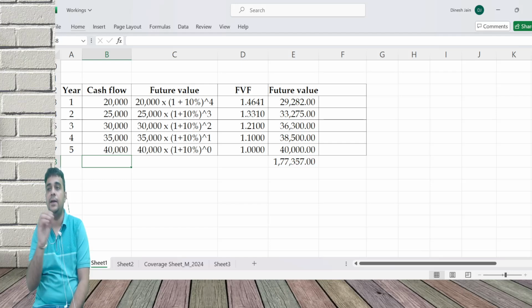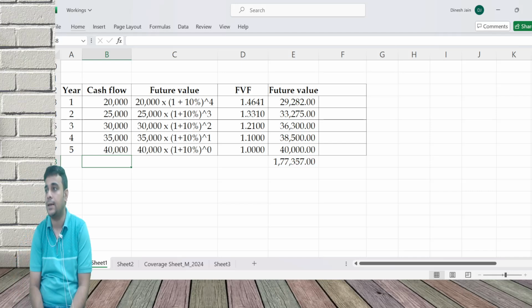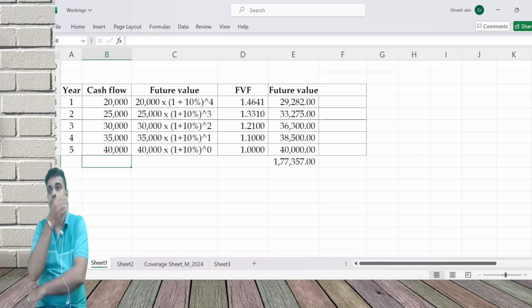See, this is like 5 different questions. Initially, you did one question on future value. These are like 5 different problems. For every cash flow, I'm calculating the future value. Power 4, power 3, power 2, power 1 and power 0.